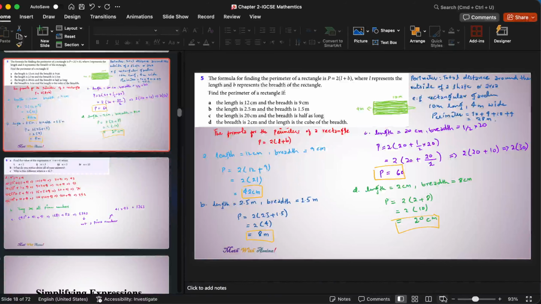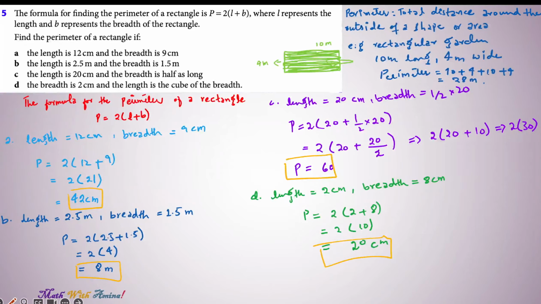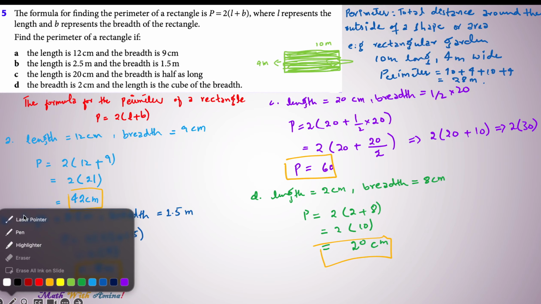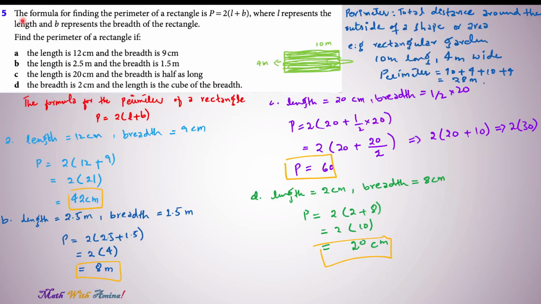Welcome back. We are at question number 5 of exercise 2 of chapter 2. So in here you will see what the question says. The formula for finding the perimeter of a rectangle is P is equal to 2 into (L plus B), where L represents the length and B represents the breadth of the rectangle. Find the perimeter of a rectangle if the length is 12 centimeter and breadth is 9 centimeter.